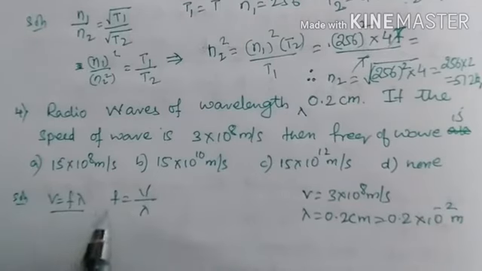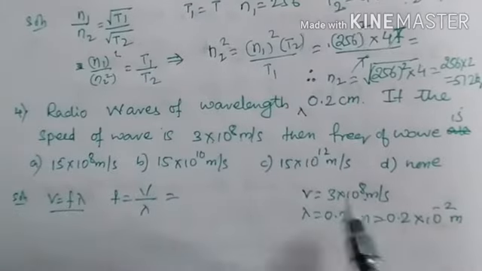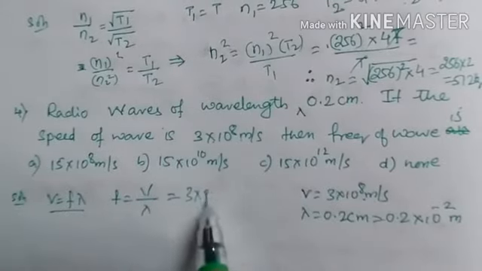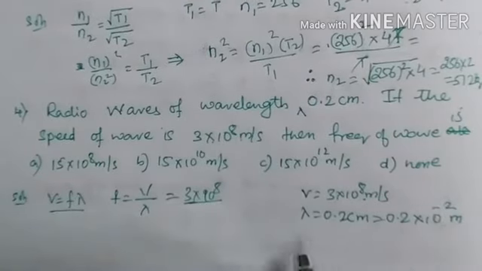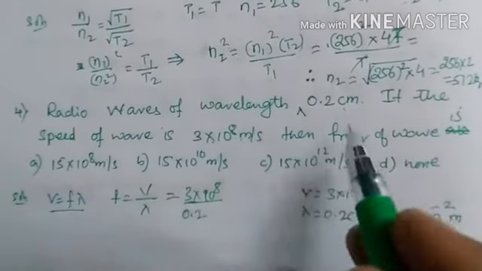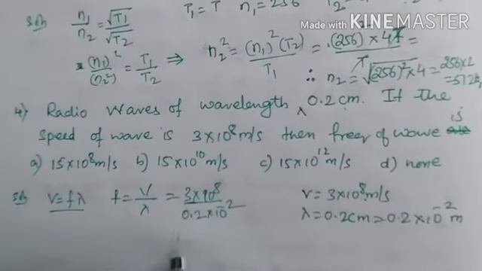We need frequency, so F is equal to V by lambda. What is V given here? 3 into 10 raised to 8 meters per second. And the lambda is given as 0.2 centimeters. Convert it into meter, it will become 10 raised to minus 2 meter.